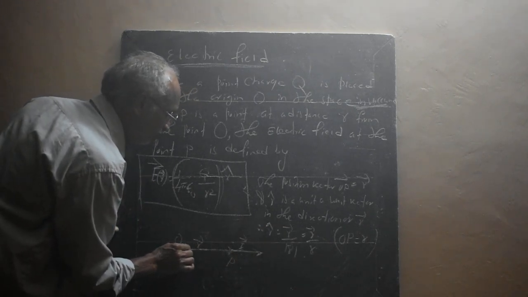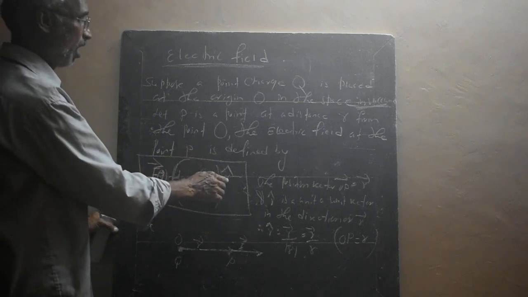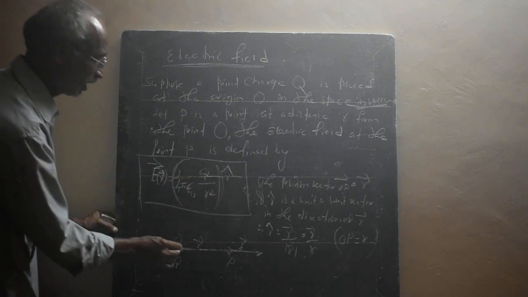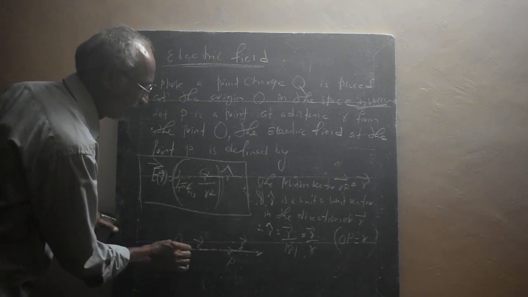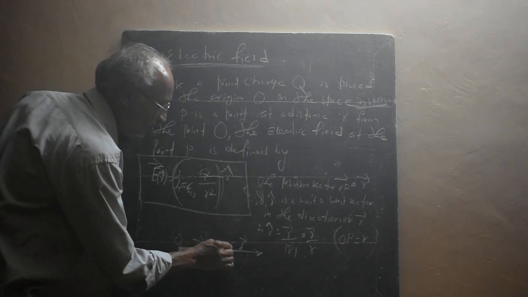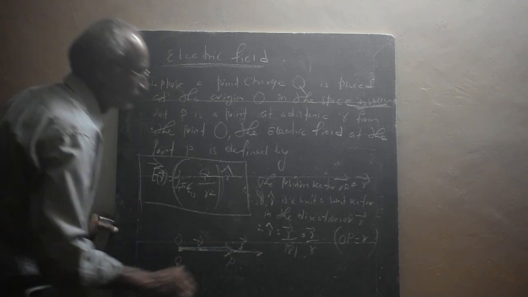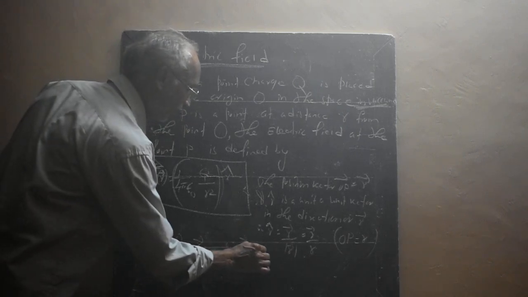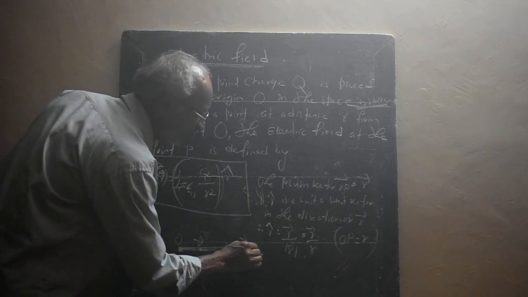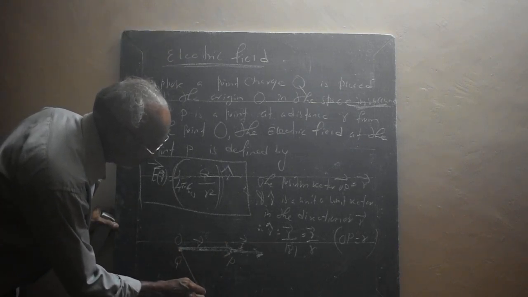So E bar is in the direction of R bar. R cap is in the direction of R bar. Therefore, the vector E bar is also in the direction of R bar. So R bar is in this direction, and the field at this point P is in the direction of R bar. So here is the field. From this point, the field is radially outwards. The field is radially outwards everywhere. At every point, there is a field.